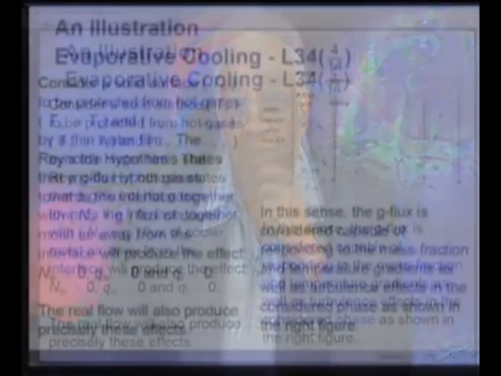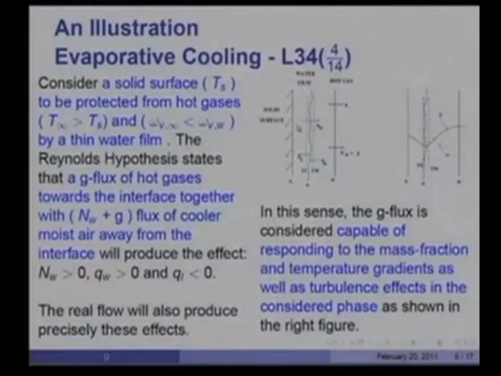To illustrate this, let me consider the case of evaporative cooling. So, for example, let me say that I have a very hot surface here at temperature Ts, and it is hot because very hot gases are flowing over it in the infinity state. Very hot gases are flowing and they are dry, with very little humidity. Obviously, to protect this surface from the hot gases and to keep its temperature down, what one might do is to provide, let us say, a water film here, passing a thin film of water.